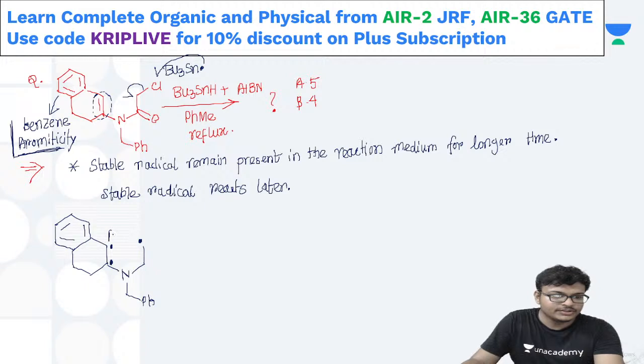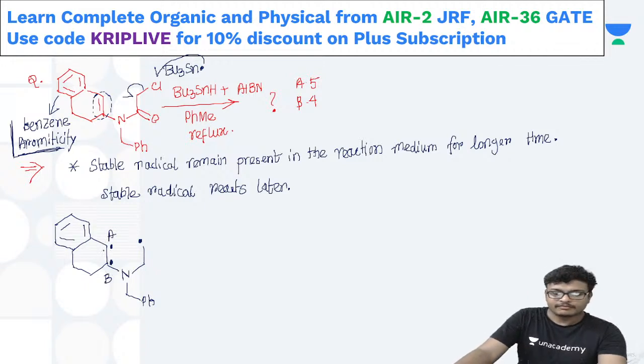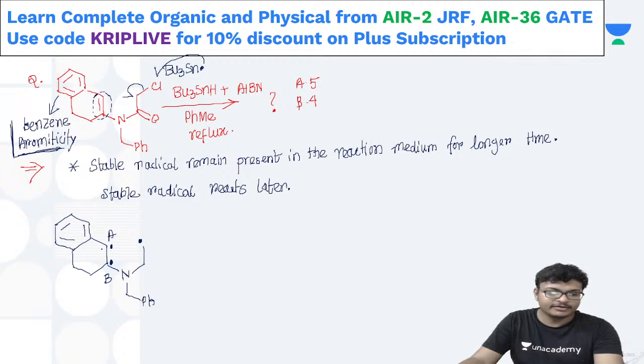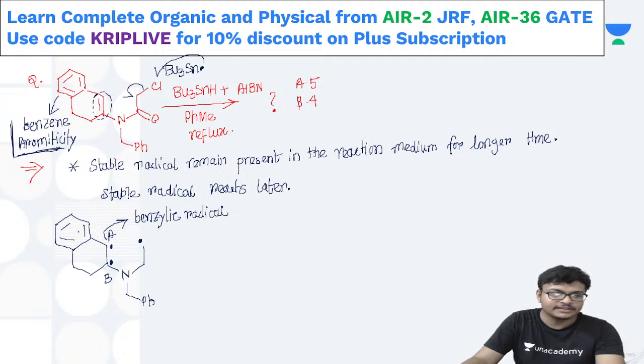Now tell me, which of these radicals, A or B, is stable? In the previous cases, it was normally the second degree radical. But in this scenario, the A radical has become the benzylic radical. That is the important benzylic radical, and it is sustained because this radical undergoes conjugation with the benzene ring.